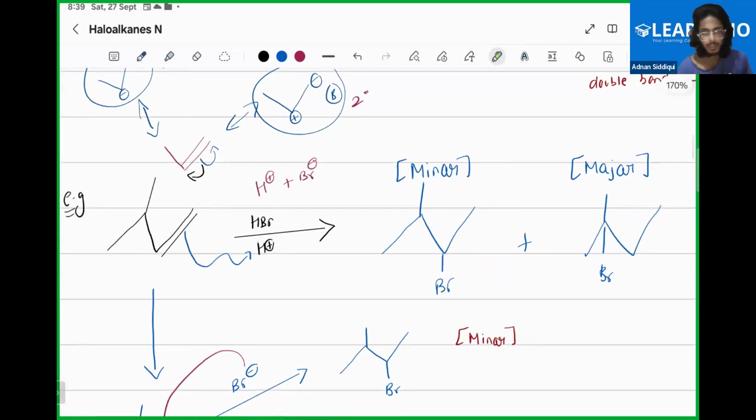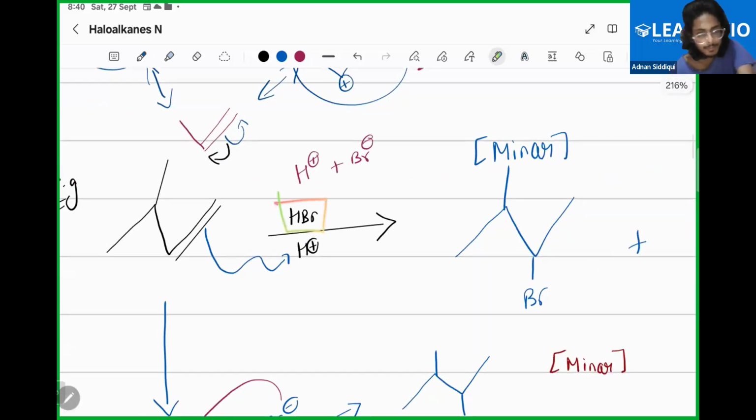But this is not the major product. This is the minor product. Why? Let us try to think about it. Whenever something is attacking at some place, what would it prefer? It would prefer stability, right? Now, we have to think in terms of stability. HBr is an acid. HCl, HI, HBr, HF, all of them are acids. What is the main purpose of an acid? To donate H positive. The easier it is at donating H positive, the better the acid it is.